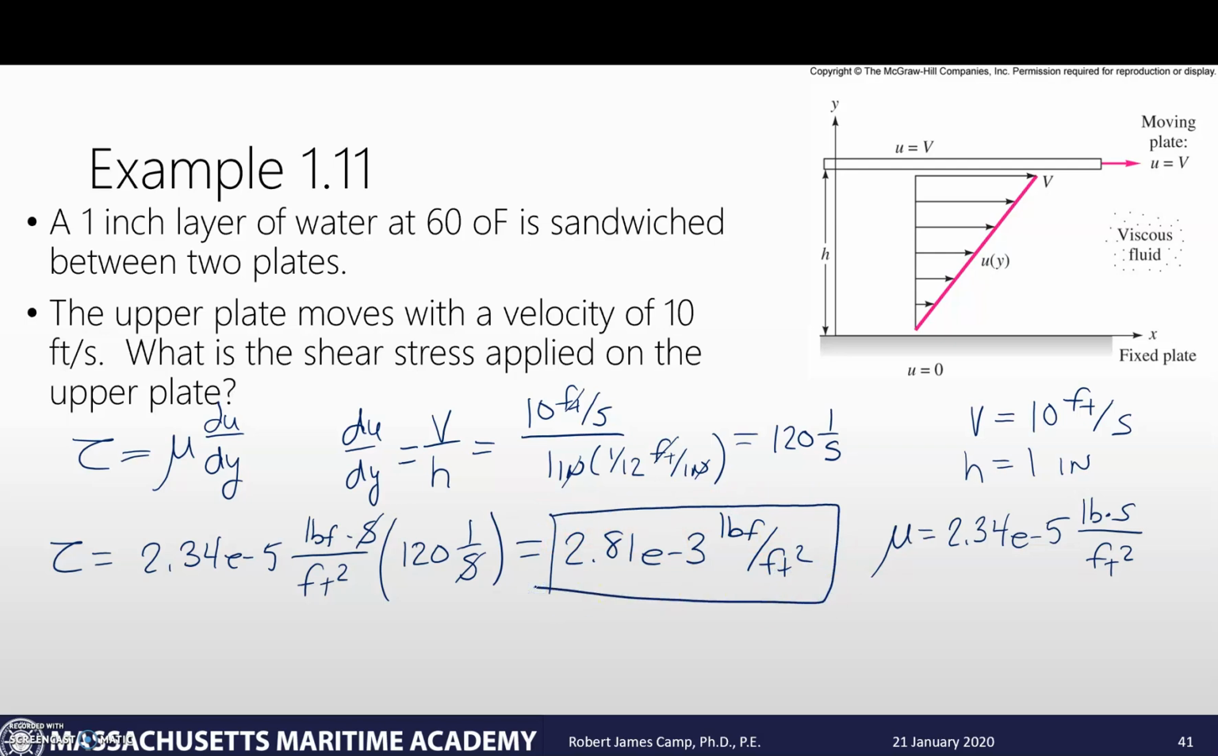Now, one thing to note, it's a shear stress, and it's going to oppose the motion of the fluid. It's actually what causes resistance in pipes, which we'll talk about more later in this course.